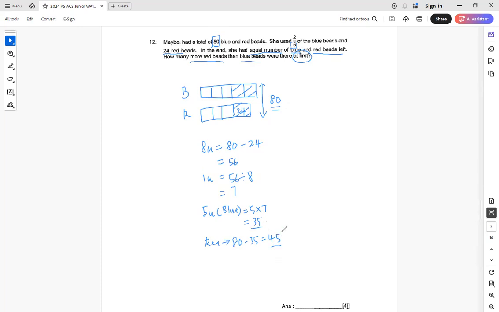I just need to take the bigger one, subtract the smaller number. So even though the model I drew has the red shorter than the blue, it doesn't matter, okay? Because I've actually found the value of red is 45, the blue is 35. So I just take 45 minus 35, which equals 10. And in this question, it did ask how many more red beads than blue beads? The red is supposed to be more, so it's correct. The answer will be 10 more red beads than blue beads. Okay?